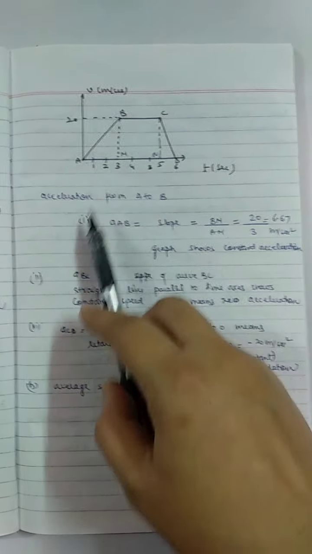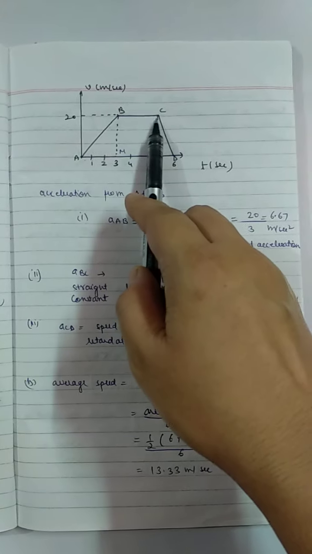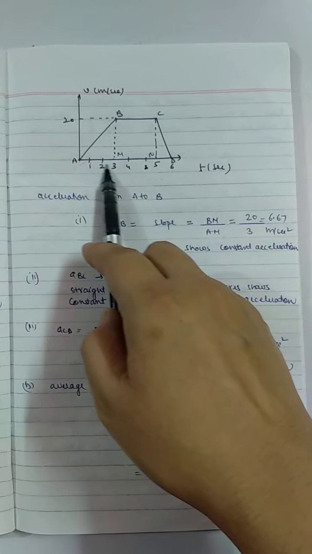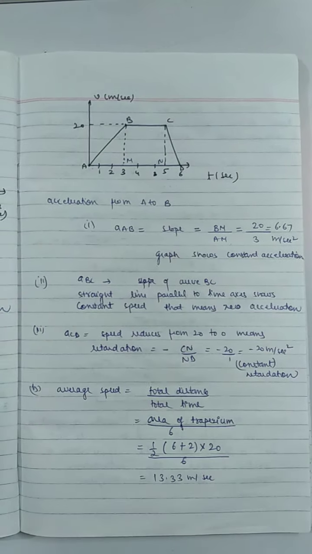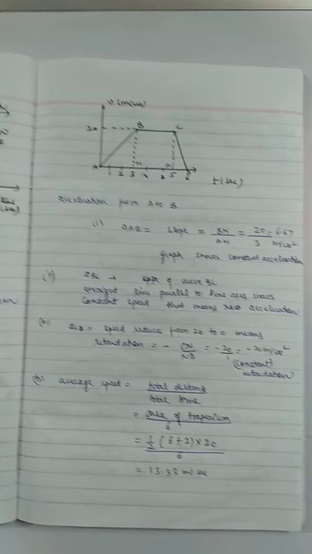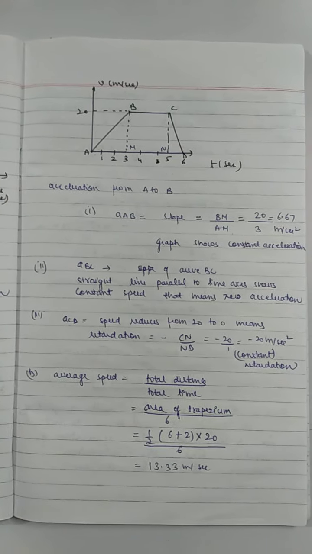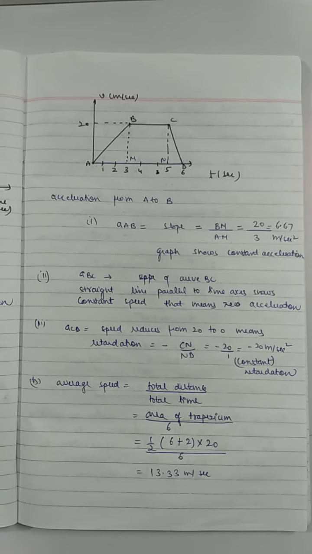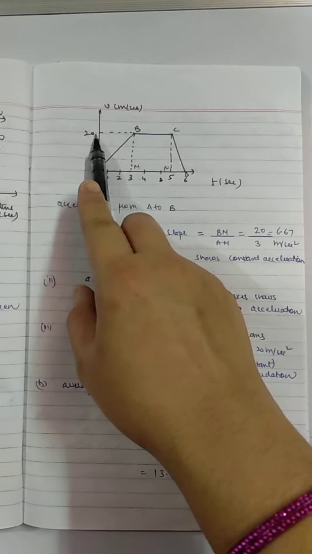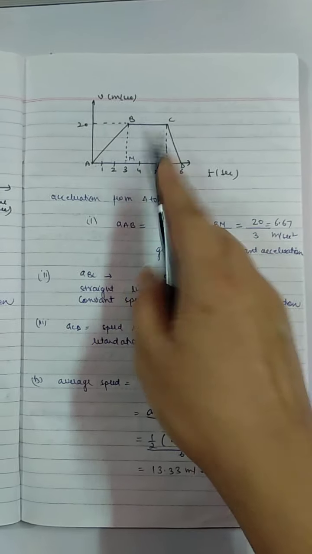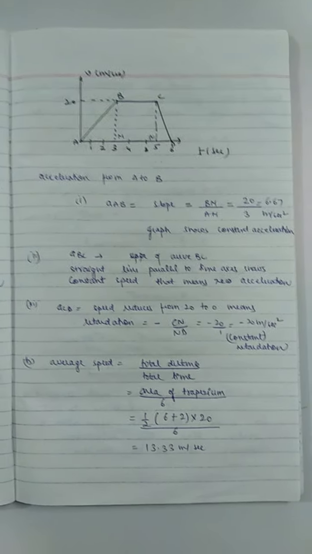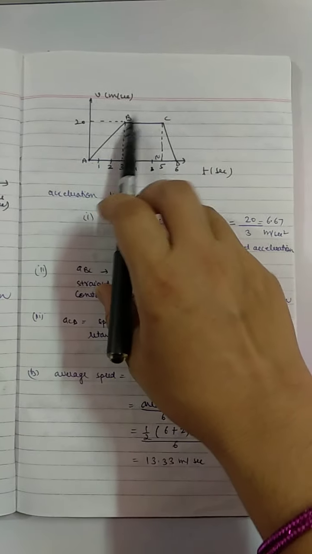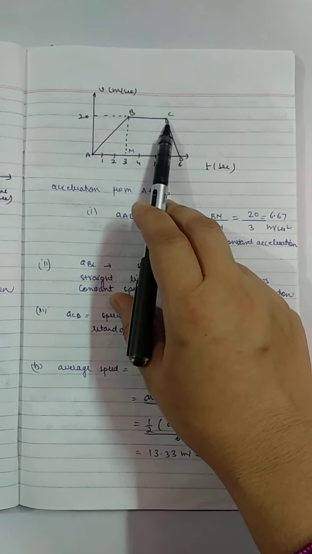Now the value of acceleration from B to C point. You can see B to C point is parallel to the time axis, and it is already known to you that a line which is parallel to the time axis will give you the constant speed. Constant speed means its velocity or speed is not changing with respect to time, and when speed is not changing, acceleration will be 0. So during this part B to C, the acceleration will be equal to 0.